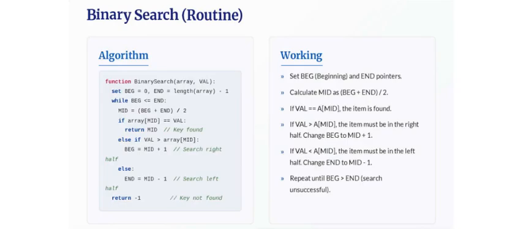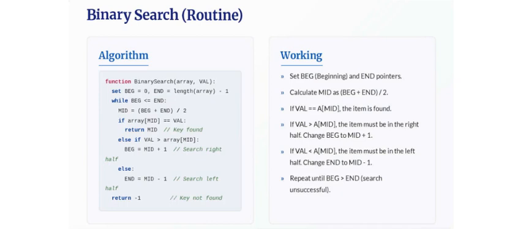And here we can see the algorithm and the working step. So first we can come for the working step. First of all, it is setting one beginning value and the end pointer. And using these two, it is calculating a middle value. Middle value is equal to beginning plus n divided by 2. If value is equal to array of the middle value, the item is found.